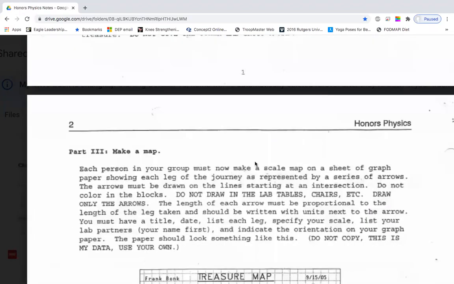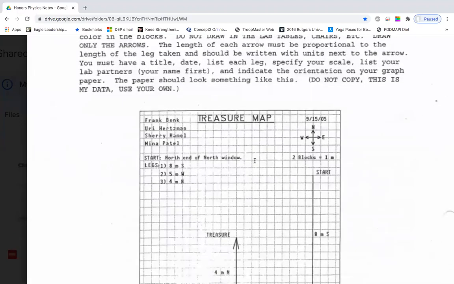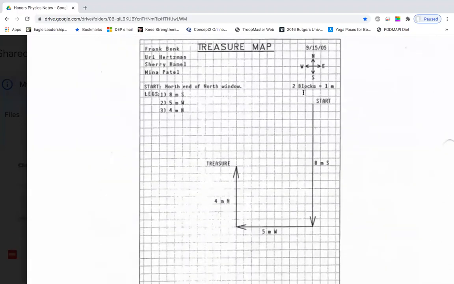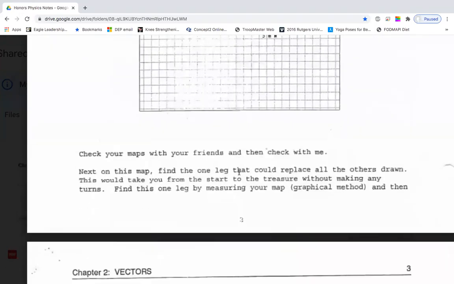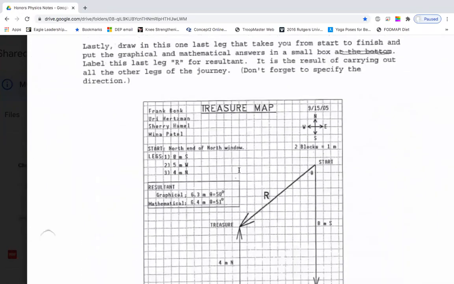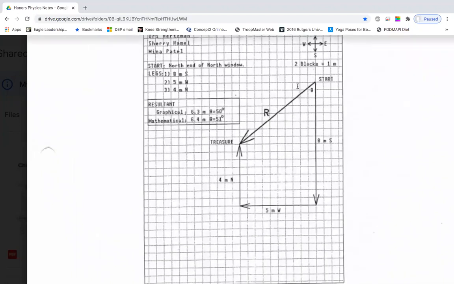Well, when you're done, you're supposed to make the treasure map. And we've gone over this plenty, but here's an example if you're not sure what to do. You lay out your legs right here on the map, and then you were supposed to find the one leg that will complete the journey without doing all 3 of those. This is the one leg of the journey that replaces all the others.